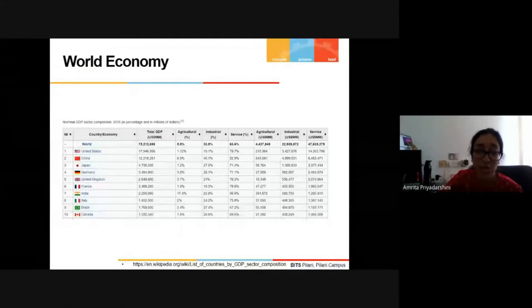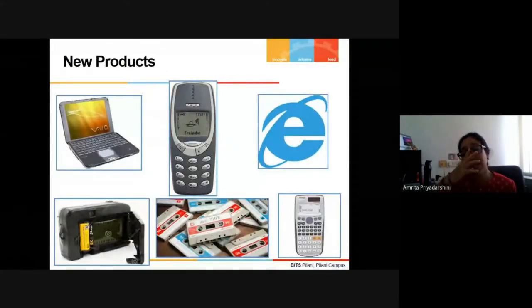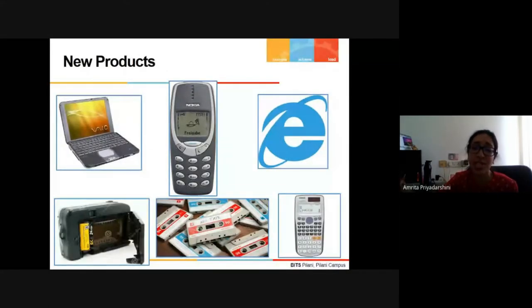When we are talking about manufacturing, we see there are so many products. If we just take some 20 years, not even more than that, in these 20 years there are so many products coming and going. Or maybe you can see there are products which are evolving.